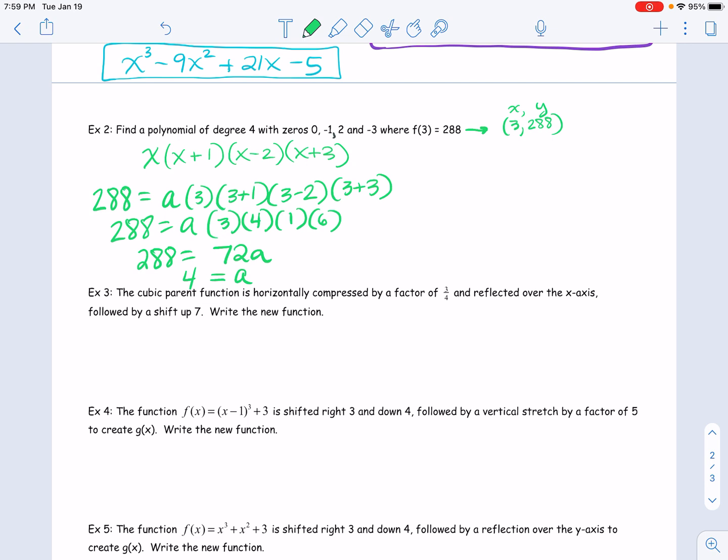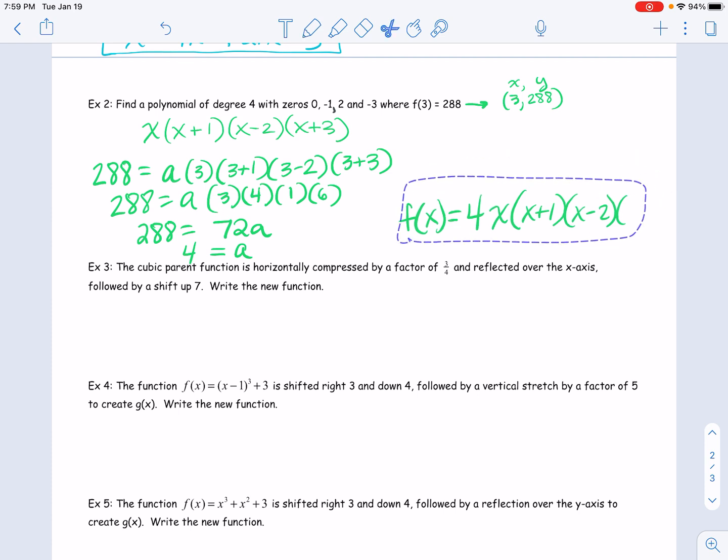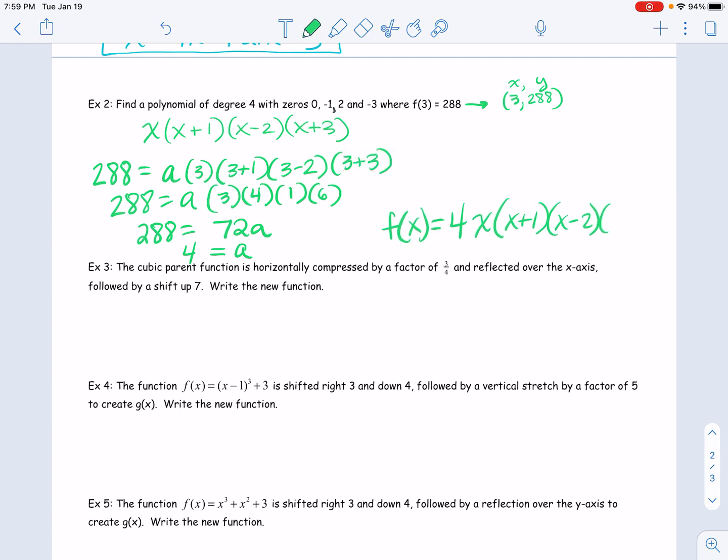So that means my polynomial, f of x, g of x, p of x, whatever, is 4x times x plus 1 times x minus 2 times x plus 3. If you want to multiply all that out, be my guest. Directions don't say we have to. This is a polynomial. It's just in intercept form, not in standard form. Totally fine. Okay, this is where the lesson ends.